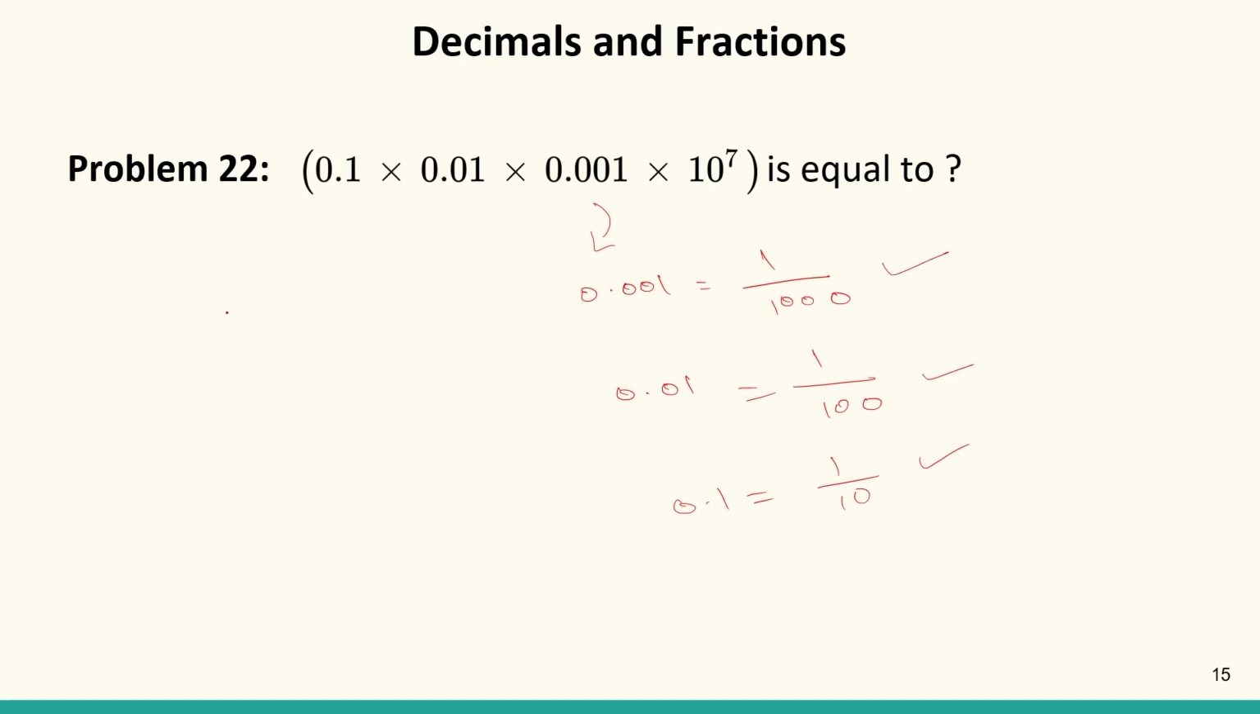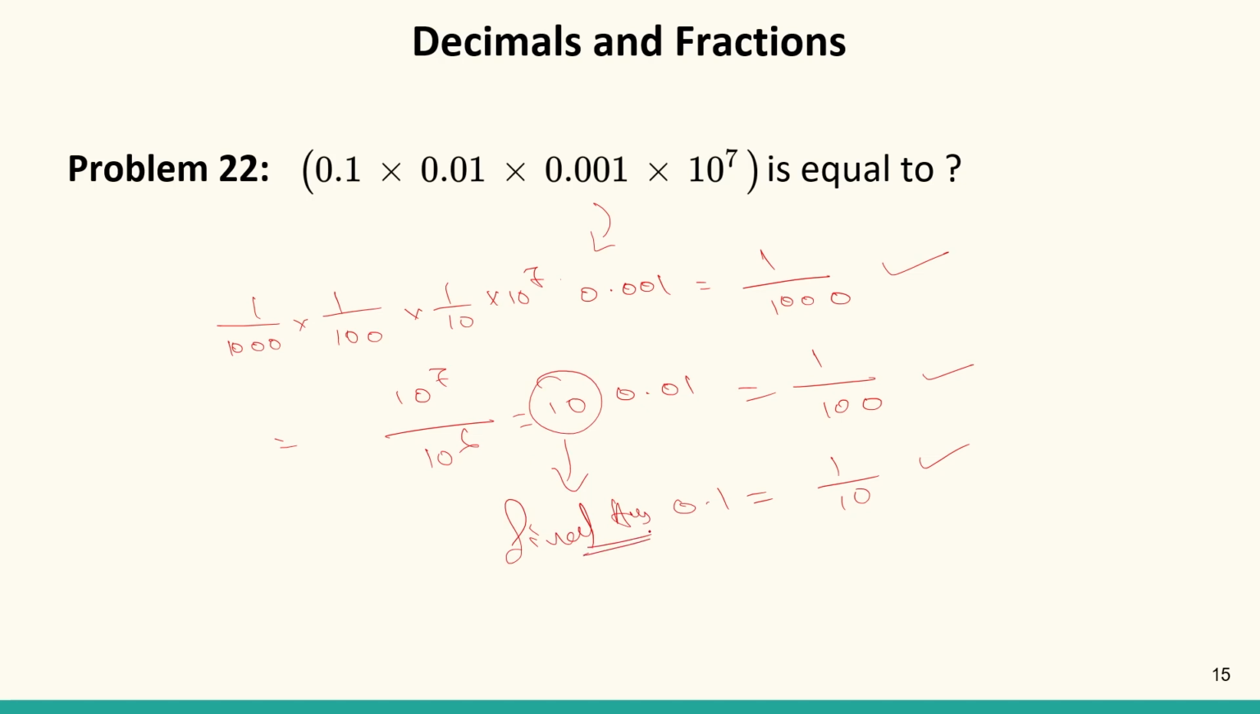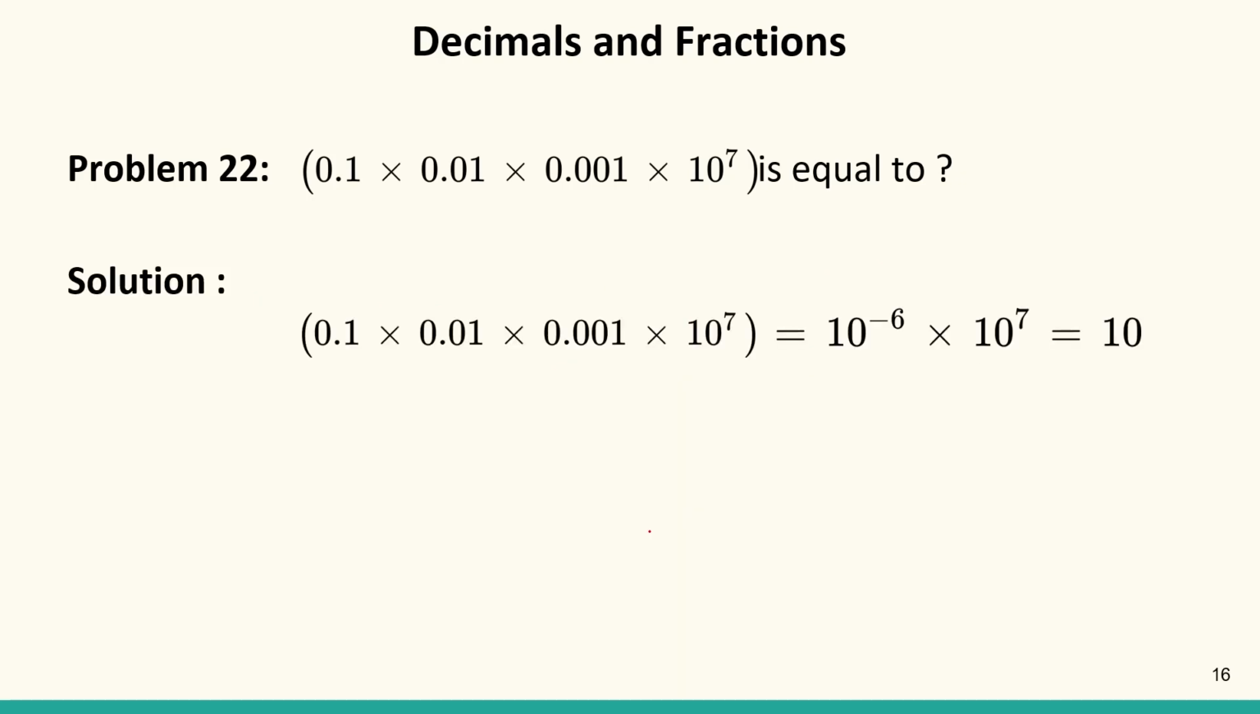So let's multiply this. 1 by 1000 into 1 by 100 into 1 by 10 into 10 power 7. What we can see here is 10 power 7 by 10 power 6, so what we are left with is 10. The final answer is 10. Yes, 10 power minus 6 is there, because 1 by 10 power 6 is nothing but 10 power minus 6. So 10 power minus 6 multiplied by 10 power 7 is equal to 10.